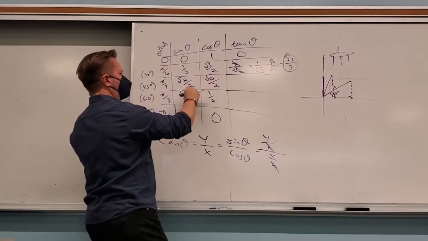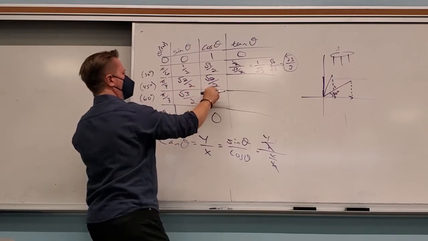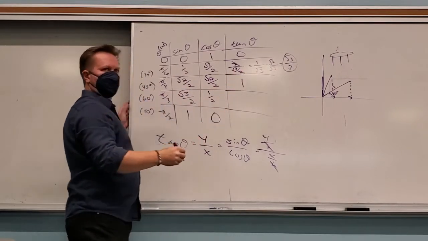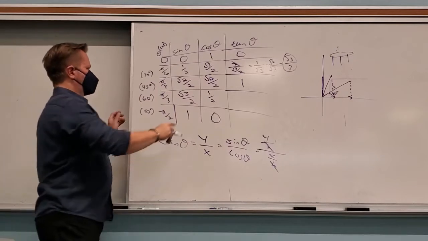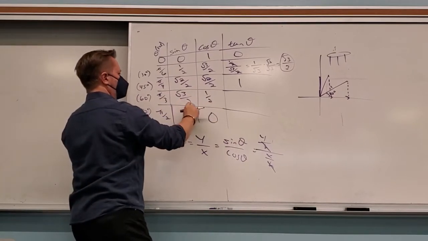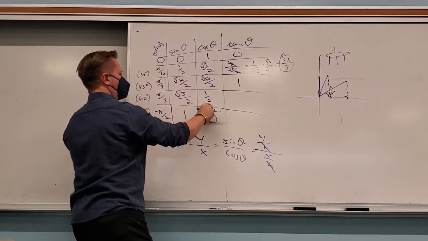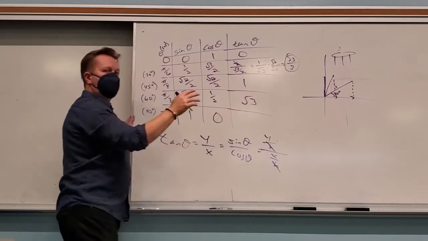What's beautiful about 45 degrees? What's the tangent going to be? 1. What about at 60 degrees? Rad 3, because the over 2's would cancel.